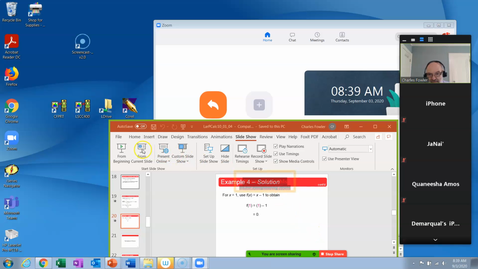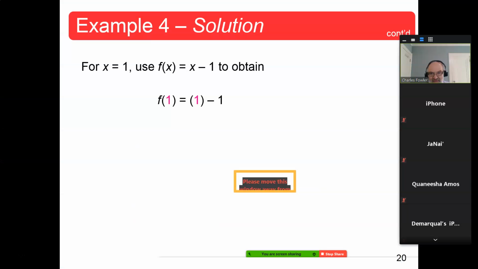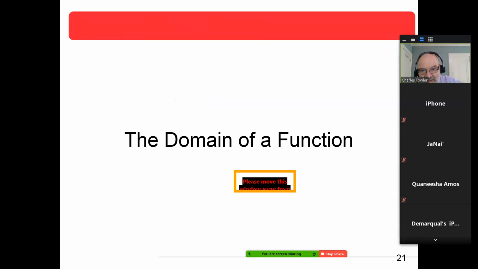We'll start this one from current slide. And I'll find out if y'all can see this. Okay, can you see that okay? It says example 4, even though we finished example 4 well back. The next slide here is this one. This is where we're beginning today.